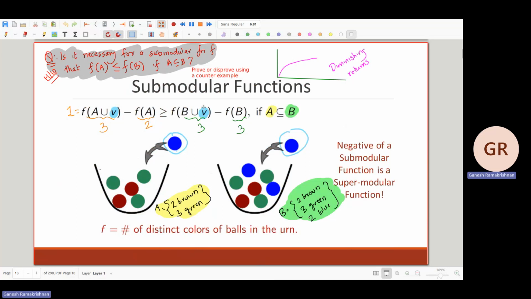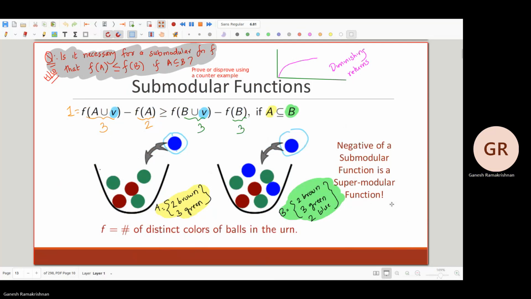Now the same ball V, I'm going to add to B. But unfortunately, blue is already covered, so there's nothing more to cover. Right? 3 minus 3 is 0. Okay. So the left hand side, the marginal gain of adding the blue ball to a subset of balls is more than the marginal gain of adding the same ball to a superset of the same set of balls.